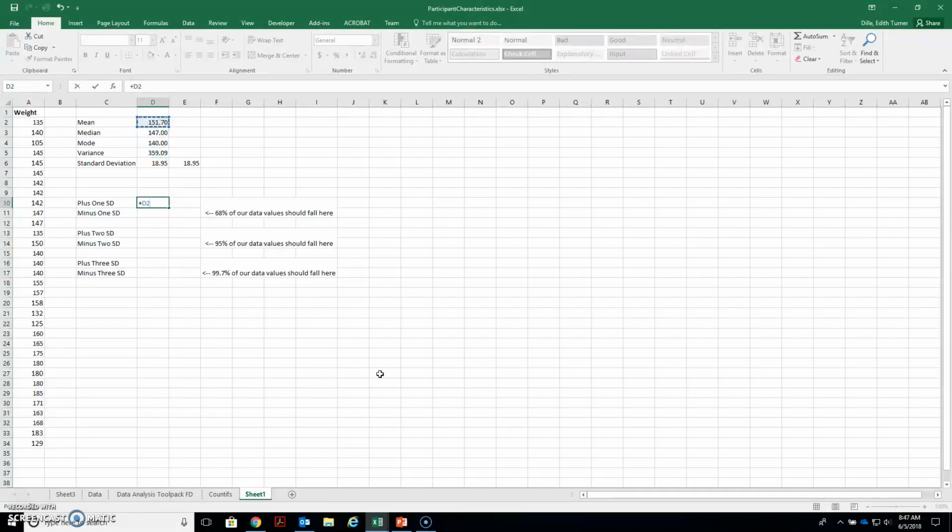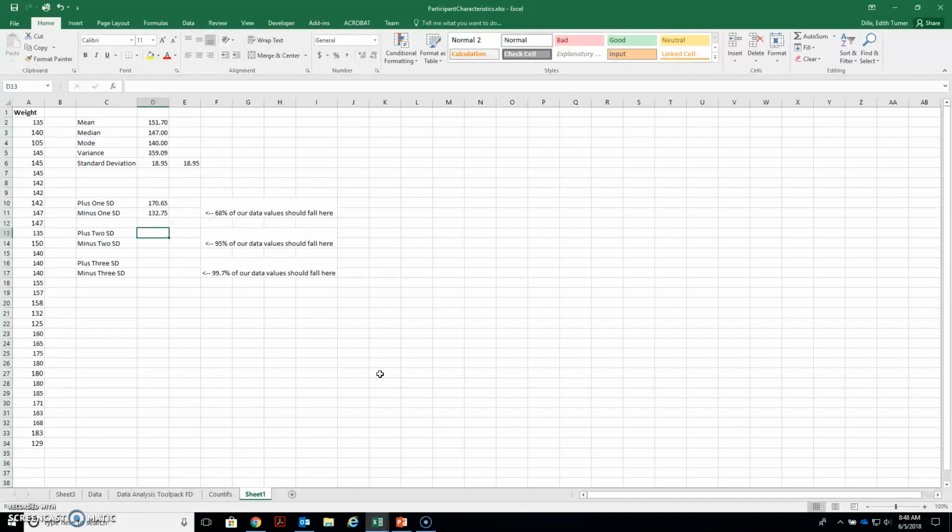So we're going to start out with the mean. I say equal to the mean plus the standard deviation. That gives me my upper limit, and then I start with the mean again, and I subtract the standard deviation. So one standard deviation above the mean would be 170.65. One standard deviation below the mean would be 132.75.